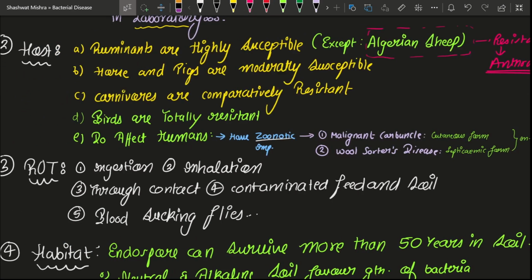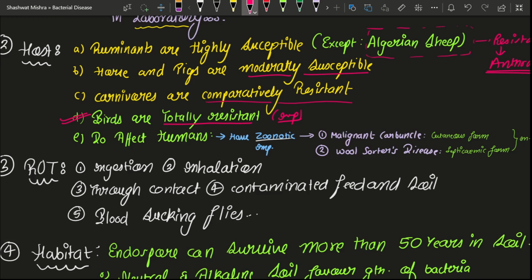Now talking about the horses and the pigs, they are moderately susceptible. The carnivores are comparatively resistant to this disease, and the birds are totally resistant. It is also an important point to notice over here.